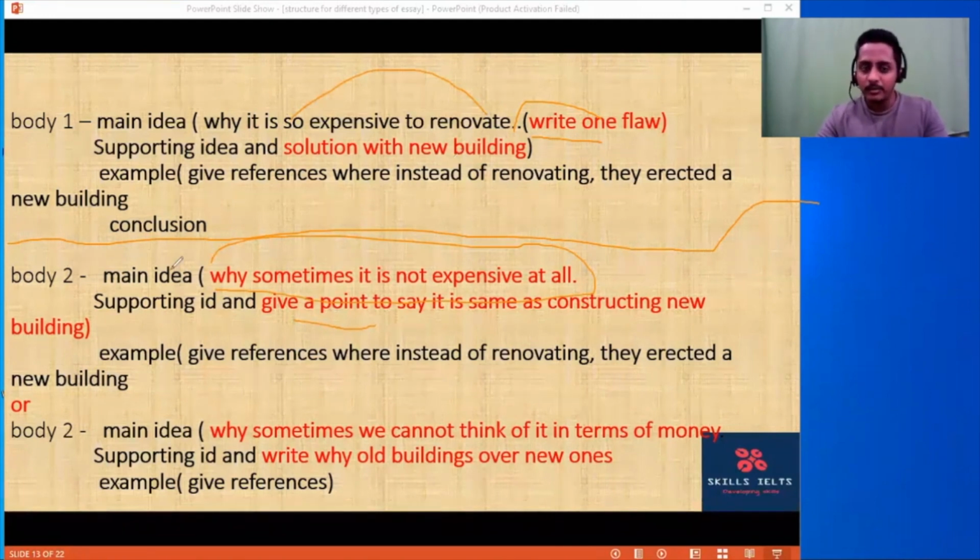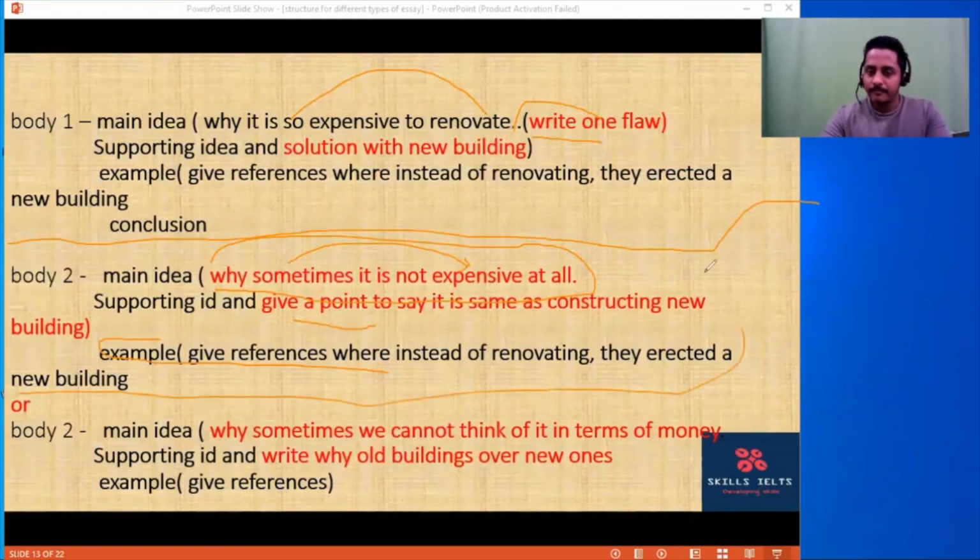But body 2, partially disagreeing, partially agreeing, right? You say sometimes it is not expensive at all. There are a few functionalities or structures that are not expensive. It is the same as constructing a new building. Give an example, whatever it is. These days buildings are being renovated at a much cheaper price. If you don't want to write this way, there's one more way to write.